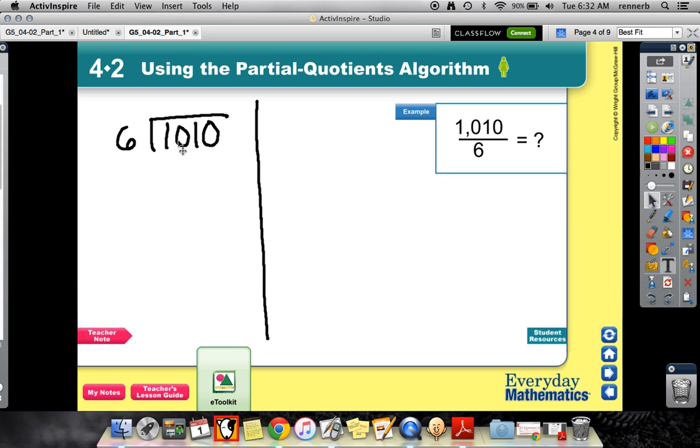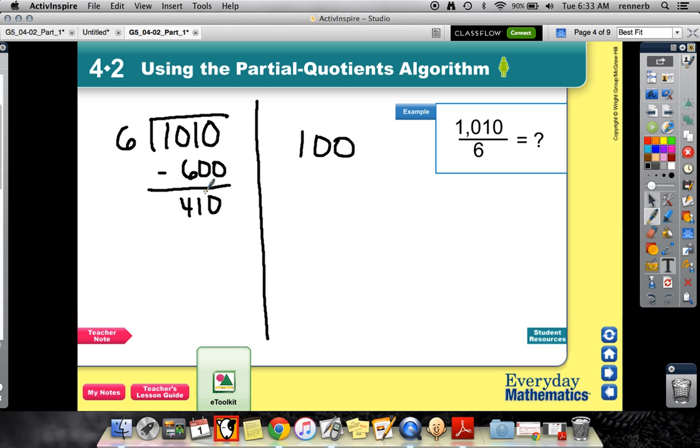I have 1010 divided by 6. Well, I'm going to do the same exact thing. Let's see. First, 6 goes into 1000. Well, if I use the number 100, I know 6 times 100 is 600. So I'm going to put my answer under here, 600. 100. Okay, subtract this out, and it's going to be 410.